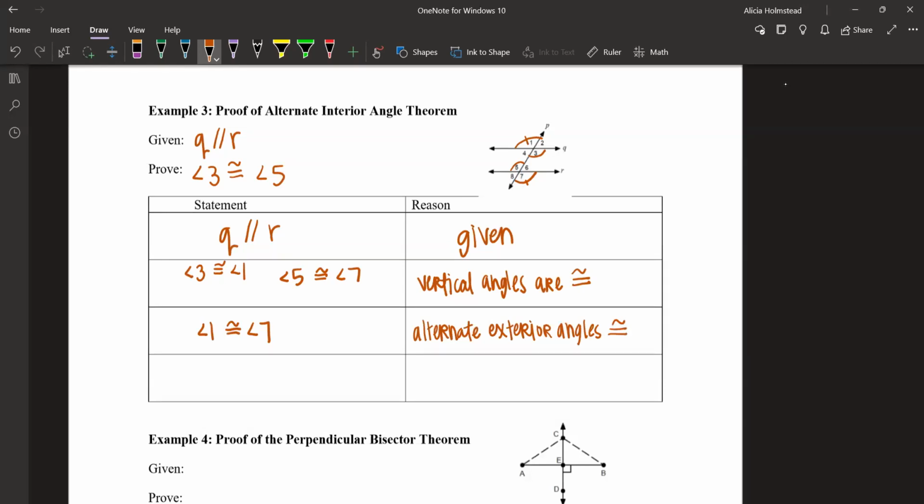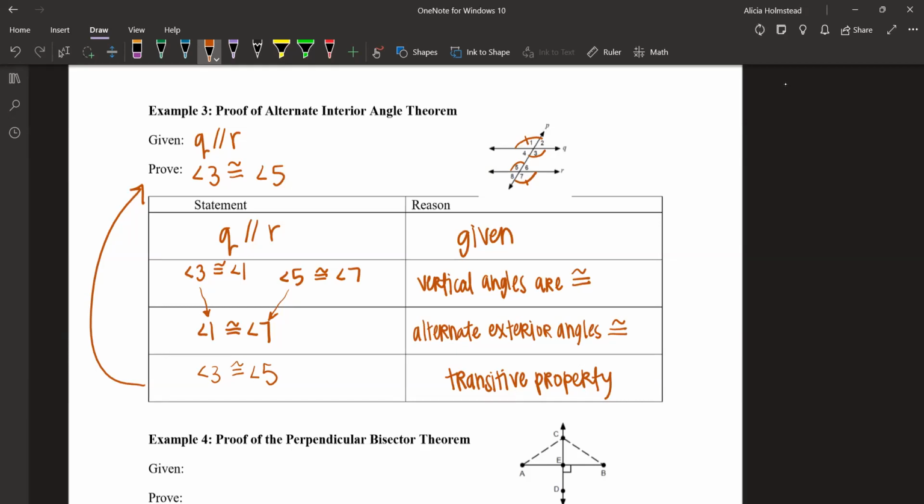Okay. And then if we look at those, we can see then that angle 3 is congruent to angle 1, and angle 5 is congruent to angle 7. So that means that angle 3 is congruent to angle 5 by that transitive property. And check that out. That is what we were trying to prove. So we're done.